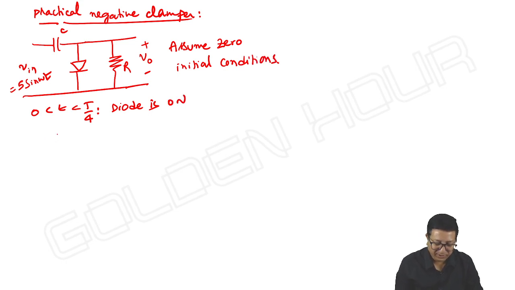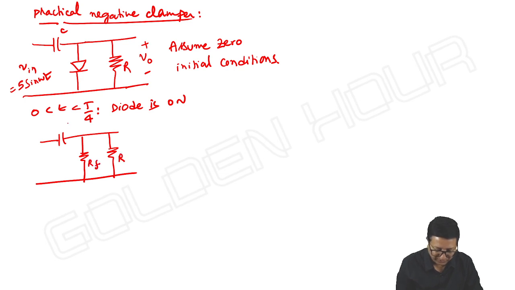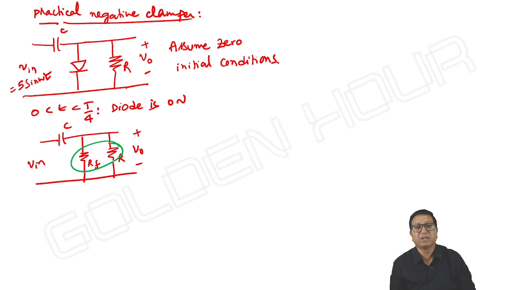Okay. Diode is on. And what is the equivalent circuit? Here, diode forward resistance RF, R, C, input, output. Now, if you look at this combination, RF is very much small in comparison with R. We choose R to be large. Okay, resistor R is large.